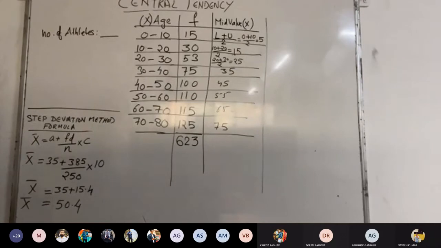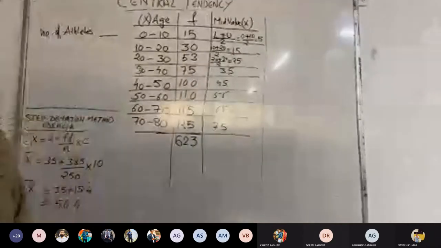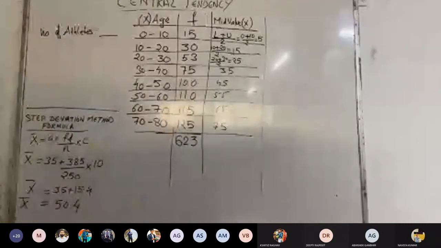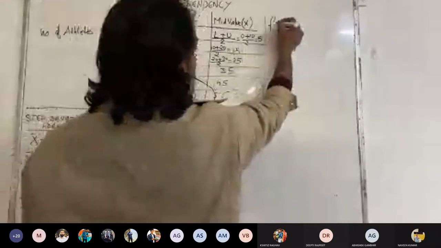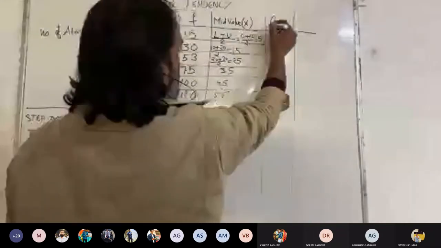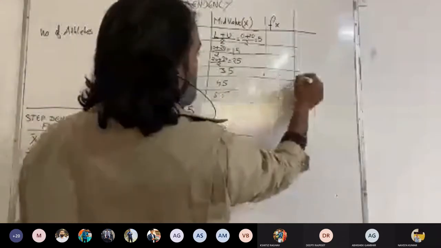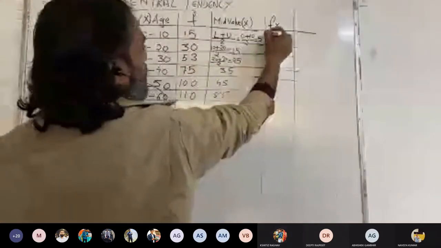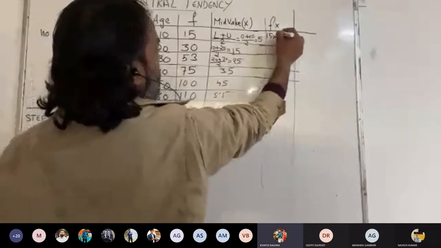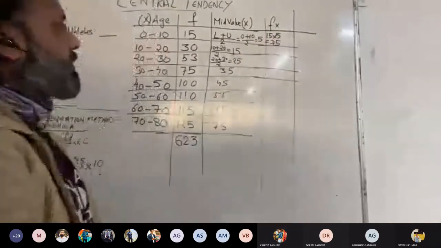Now you can have the fx. Yes, sir. f into x. But I need the shortcut. Okay, I'll do the fx now, then I'll ask you to do the long cut. Fx. Now what is the fx? Tell me. So 15 into 5 equal to 75. Yes.